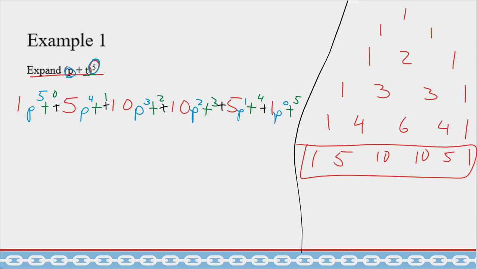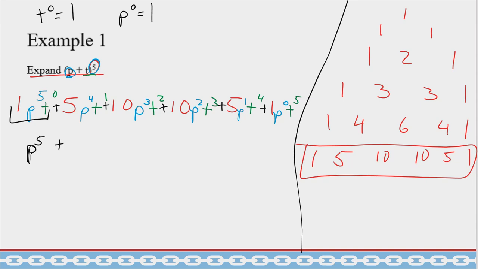And now we have a big hot mess. But what we can do is work to simplify. So this term right here, 1 times p to the 5th. Well, multiplying anything by 1 doesn't change its value, so I can just write down p to the 5th. And then what is t to the 0? Well, anything to the 0 power is equal to 1. So multiplying this p to the 5th right here by 1 is still just p to the 5th.